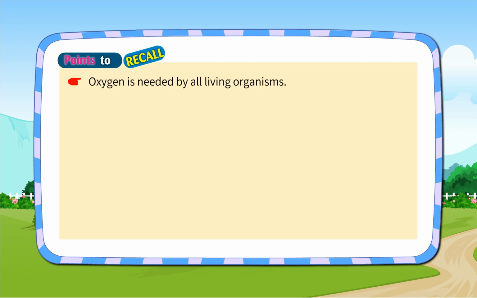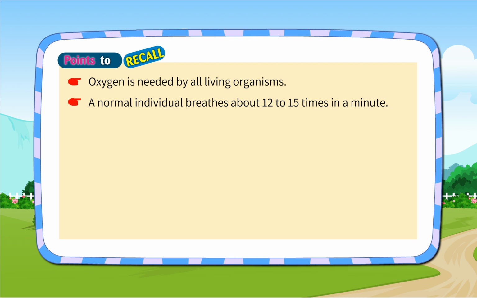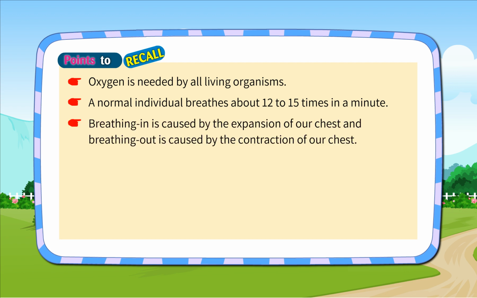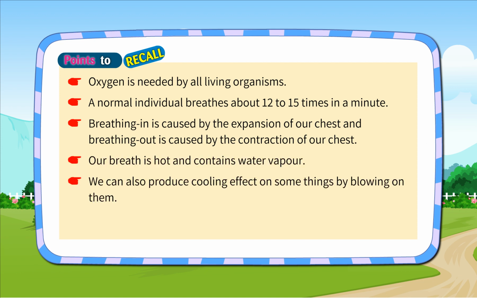Points to recall. Oxygen is needed by all living organisms. A normal individual breathes about 12 to 15 times in a minute. Breathing in is caused by the expansion of our chest and breathing out is caused by the contraction of our chest. Our breath is hot and contains water vapor. We can also produce cooling effect on some things by blowing on them. We can produce both hot and cold effects with our breath.